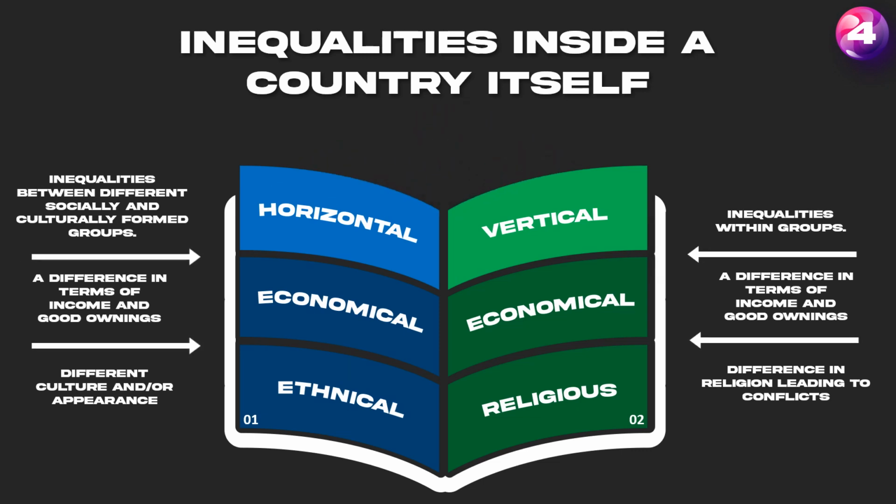As you may know, inequalities are not always from one side of a border to another. Some occur within a country itself, the two main ones being horizontal and vertical inequality. Horizontal inequality is a social and cultural difference, like ethnic groups, for example, while vertical inequalities are inequalities within those groups. Economical and ethnical differences between people constitute the horizontal inequalities, while vertical inequality is almost every time about religion or economy.